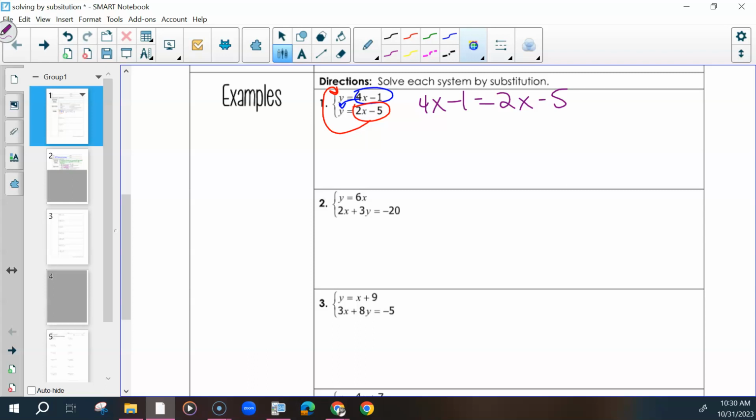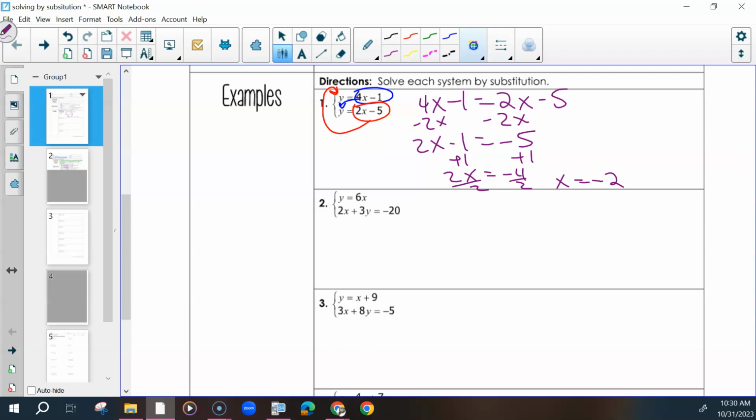This now we just solve like a normal problem as we did previously. Get all of your x's to one side. So let's say I'm moving 2x over. Move the constant over. And solve for x. Divide both sides by 2.